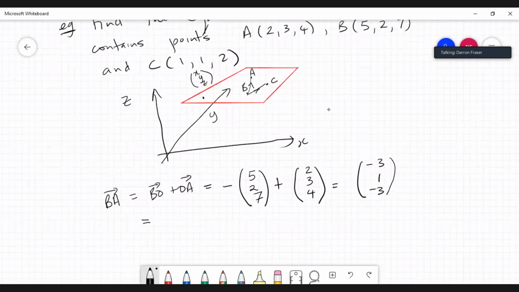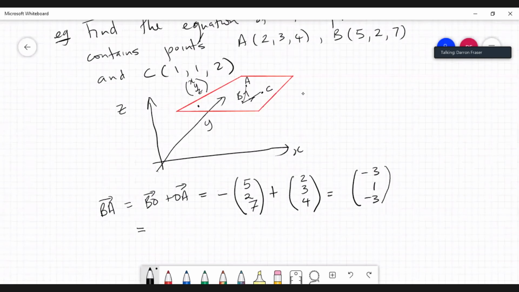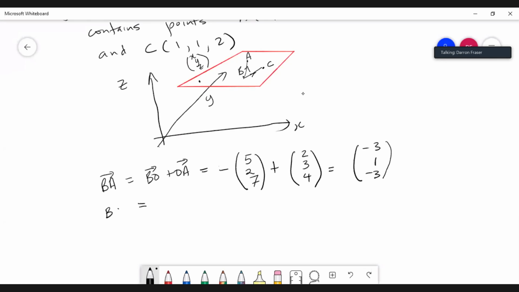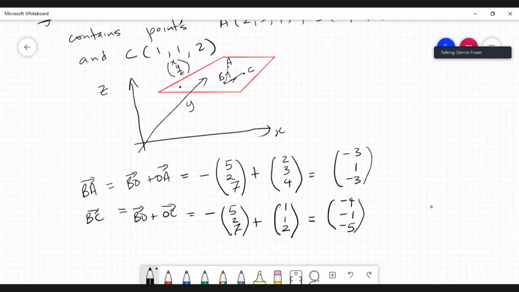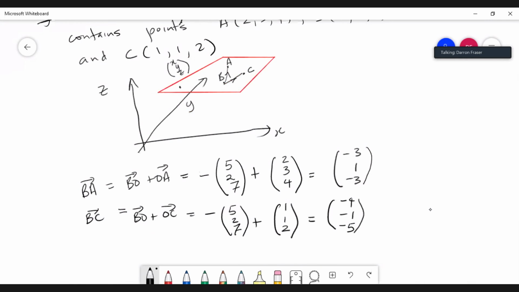So now we want B to C as well. So B to C is going to be B to O plus O to C. So you see minus 5, 2, 7 plus C, which is 1, 1, 2. So that's going to be negative 4, negative 1, negative 5. So now we have B to C and we have B to A.